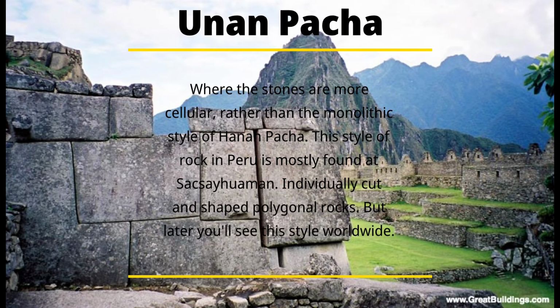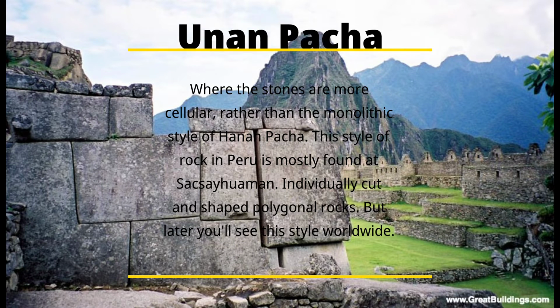Unan Pacha, where the stones are made cellular, rather than the monolithic style of Hanan Pacha. This style of rock in Peru is mostly found at Sacsayhuaman, individually cut and shaped polygonal rocks. But later you'll see this style is pretty much worldwide. It also means second world.